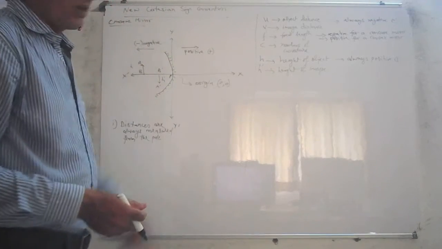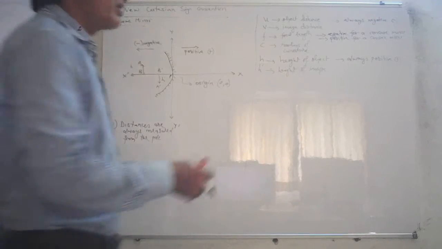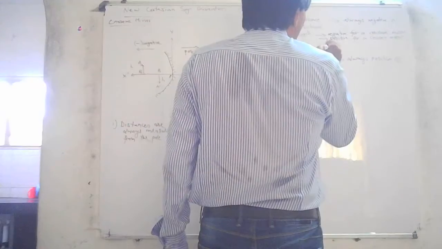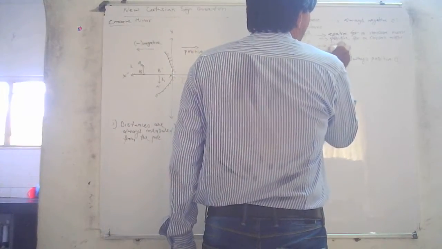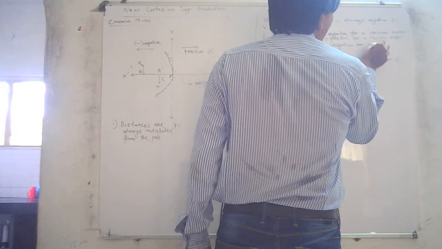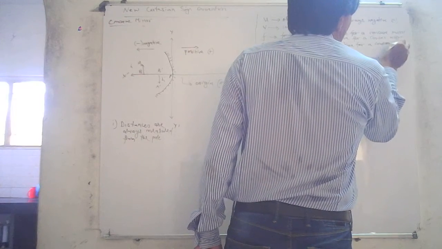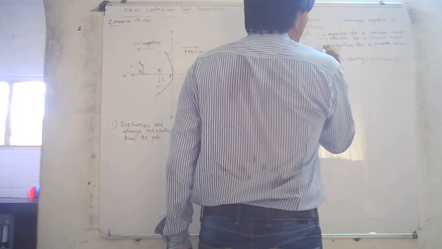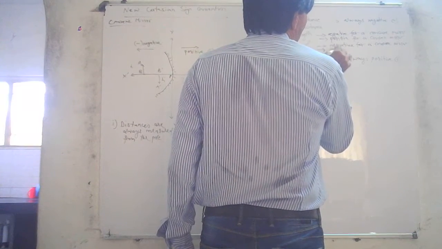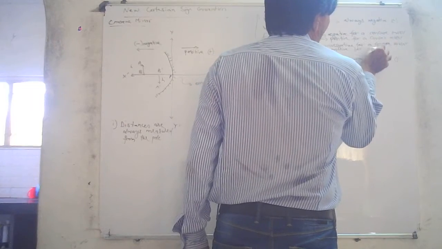And radius of curvature. The center of curvature will also be on this side, and radius of curvature is also on this side. So radius of curvature will also be negative for a concave mirror, and it will be positive for a convex mirror.